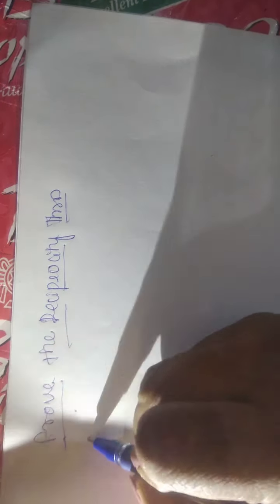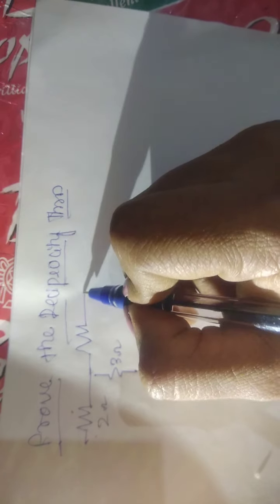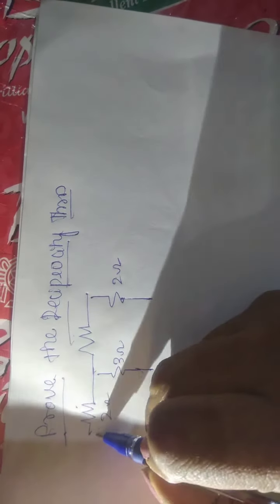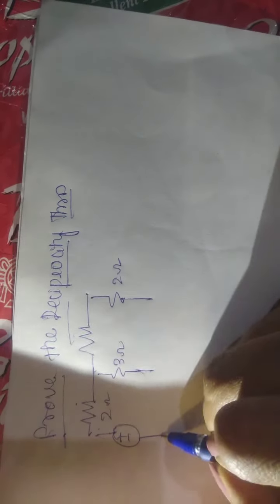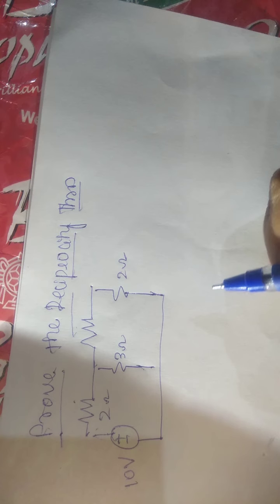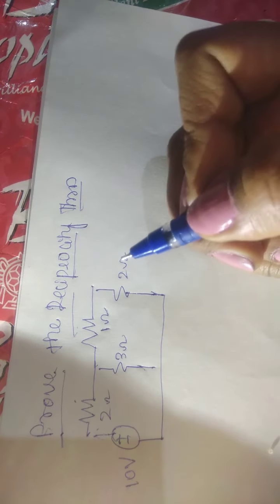First, we are going to take the example of that one. It is 2 ohm, 3 ohm, and this is RL. It is a 2 ohm resistor, and then it is a plus and minus voltage source. It is a 10 volt supply, and the next, this is also a 1 ohm resistor, right?